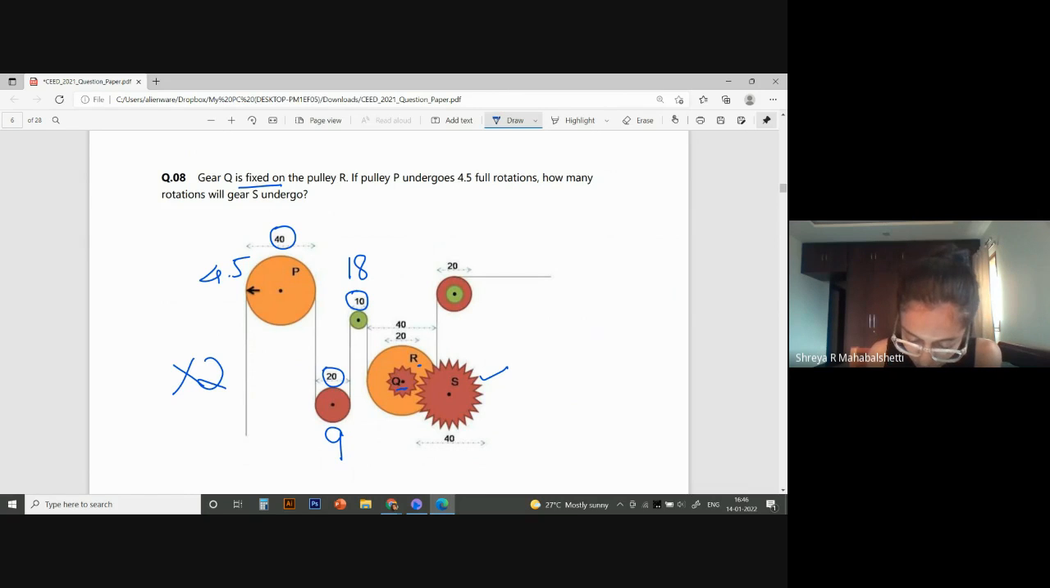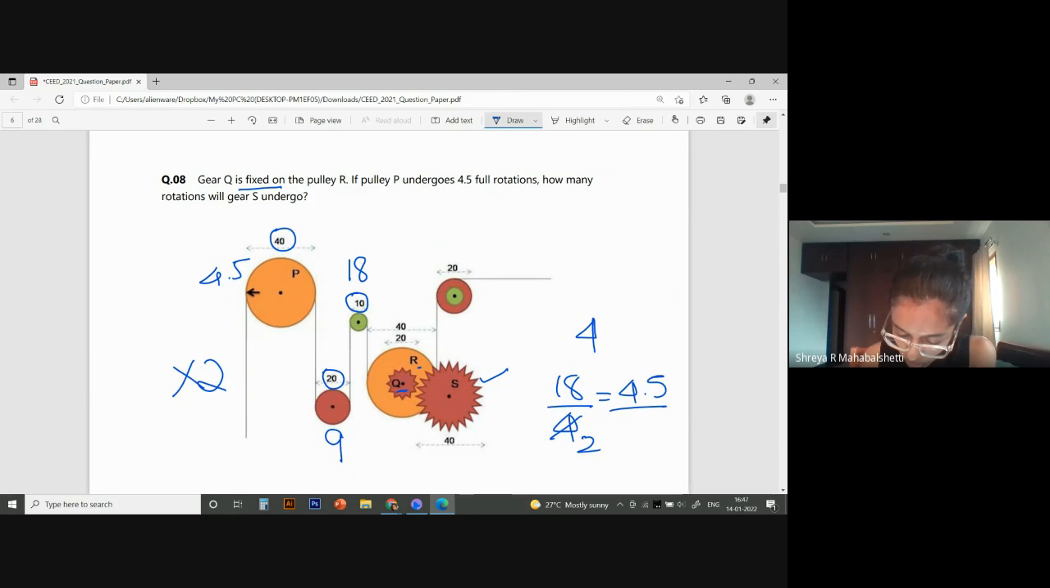But look at the difference between the pulley R and the green pulley, the smaller one. That is 10 and this is 40, which means it has increased 4 times, which means your rotation will reduce 4 times. That is 18 divided by 4. That's 4.5.